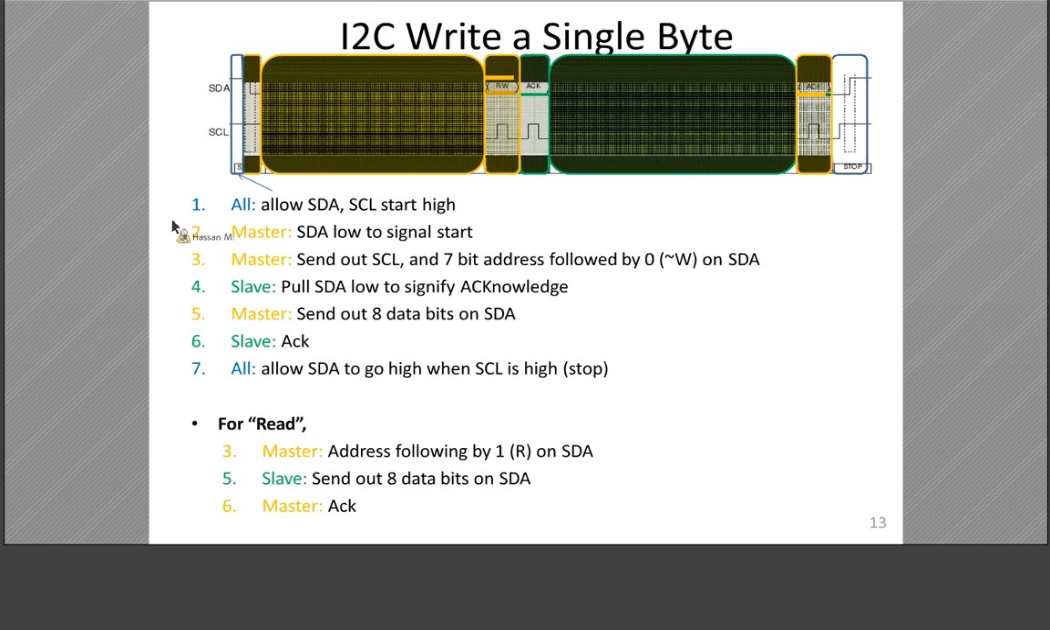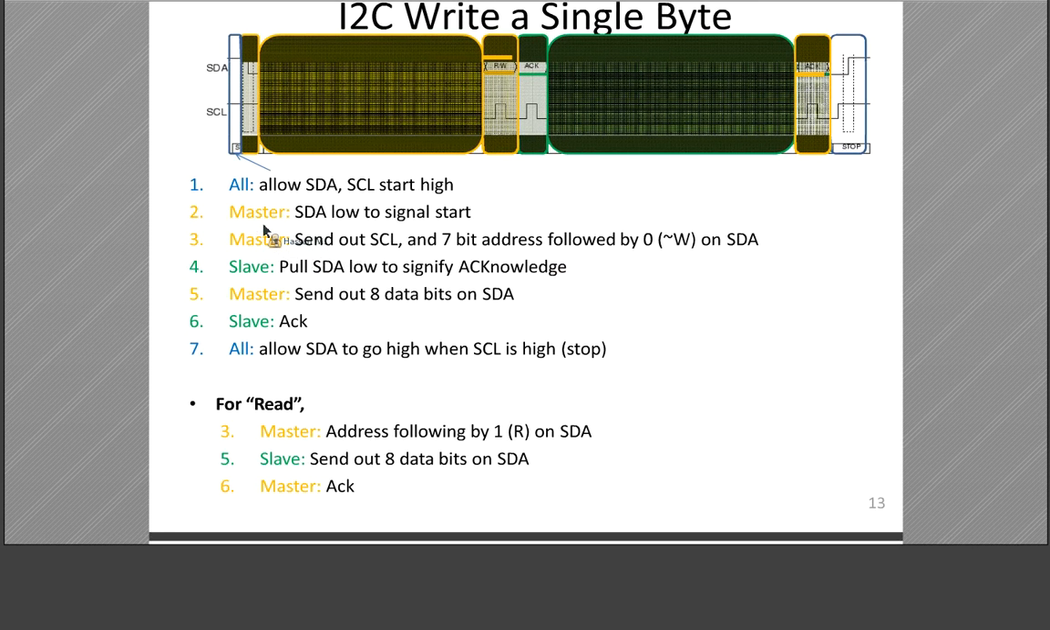In 7 steps. For example, first, idle mode. Allow SDA and SCL to start high. This is up, okay, and in voltage 1. This is idle mode. Step 2, master.